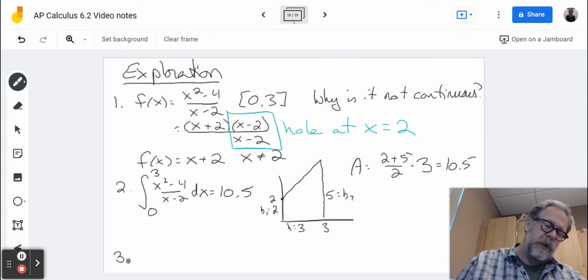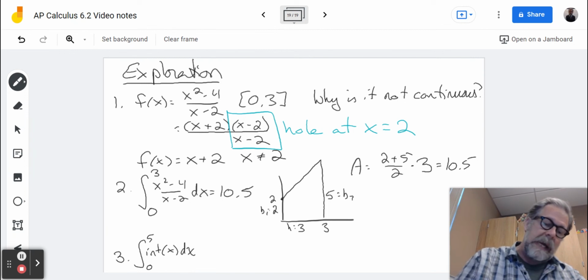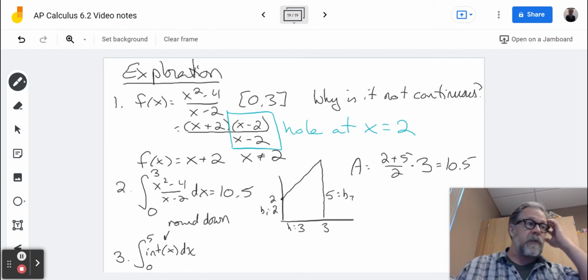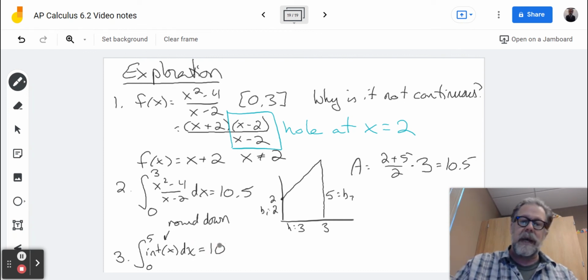Finally, I want you to find the integral from 0 to 5 of the floor function int x dx. And I want you to, again, also find this using area. Just a reminder that int just rounds down to the nearest whole number. So go ahead and draw yourself a sketch. Think about that a little bit and show using area that that integral is equal to 10.